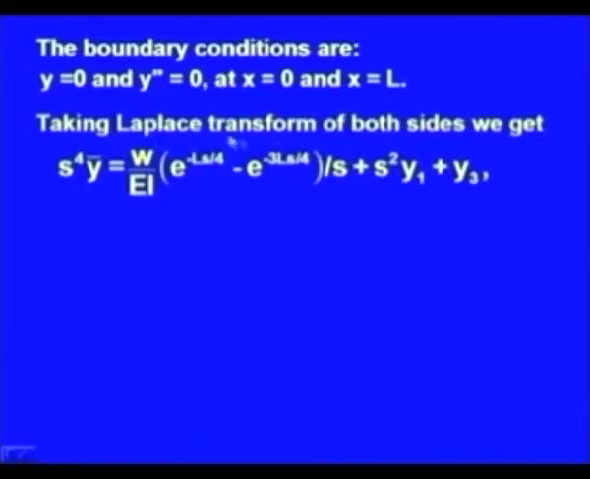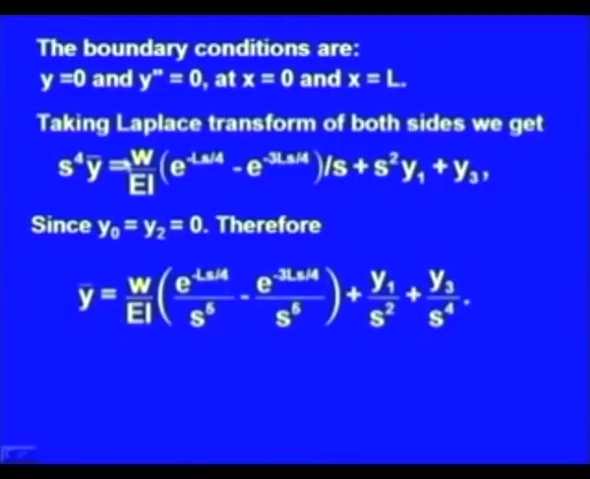After taking the Laplace transform of the deflection equation, where we have seen that the right hand side is W times u(x minus L by 4) minus u(x minus 3L by 4), and making use of these boundary conditions at x equal to 0, we get the Laplace transform of the deflection of beam, y bar, equal to W over EI into (e to the power minus Ls by 4 minus e to the power minus 3Ls by 4) over s to the fifth, plus y2 over s cubed plus y3 over s to the fourth, since y naught and y1 are zeros at x equal to 0.